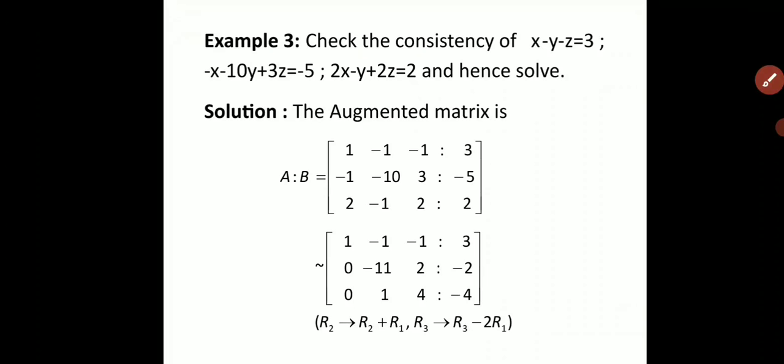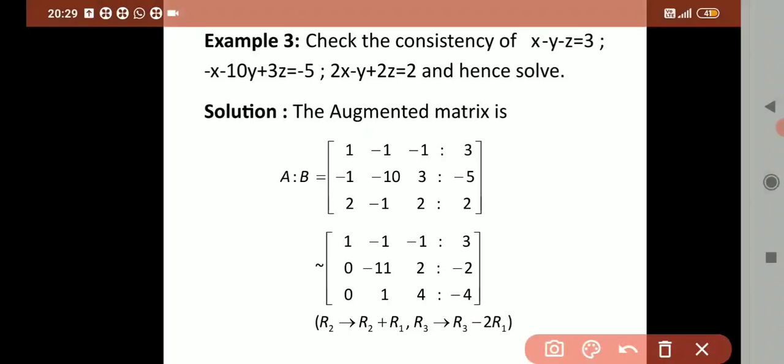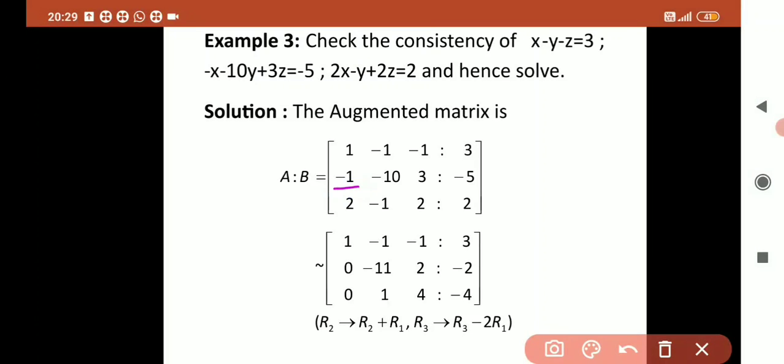Let us take one more example. Check the consistency of x minus y minus z is equal to 3, minus x minus 10y plus 3z is equal to minus 5, 2x minus y plus 2z is equal to 2, and so on. First, write the augmented matrix, again the same, A colon B. So here we have to make this one 0 and this one 0. For that we apply row operations.